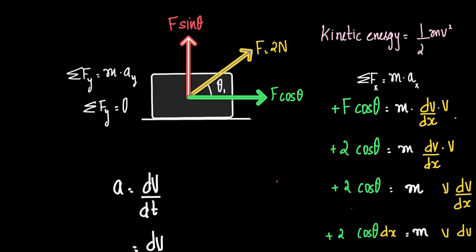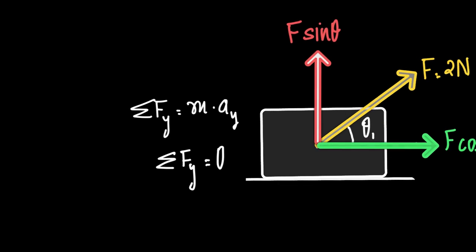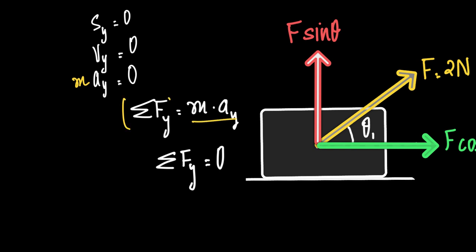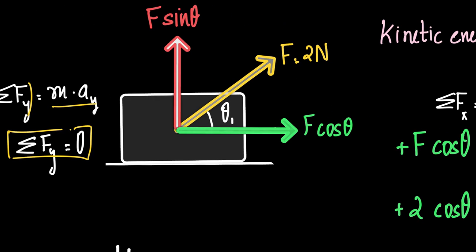We can therefore say that the displacement along the y direction is equal to 0. If you differentiate this equation, the velocity along the y direction is equal to 0, and therefore the acceleration along the y direction is equal to 0. If you multiply this by m, you get m into ay is equal to 0. And m into ay is sigma fy, so sigma fy is equal to 0. That is the first condition.